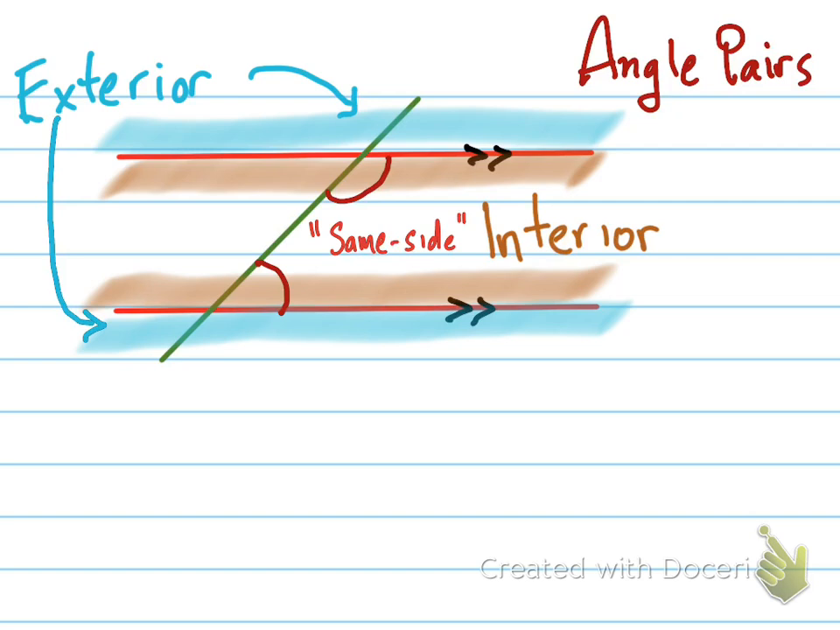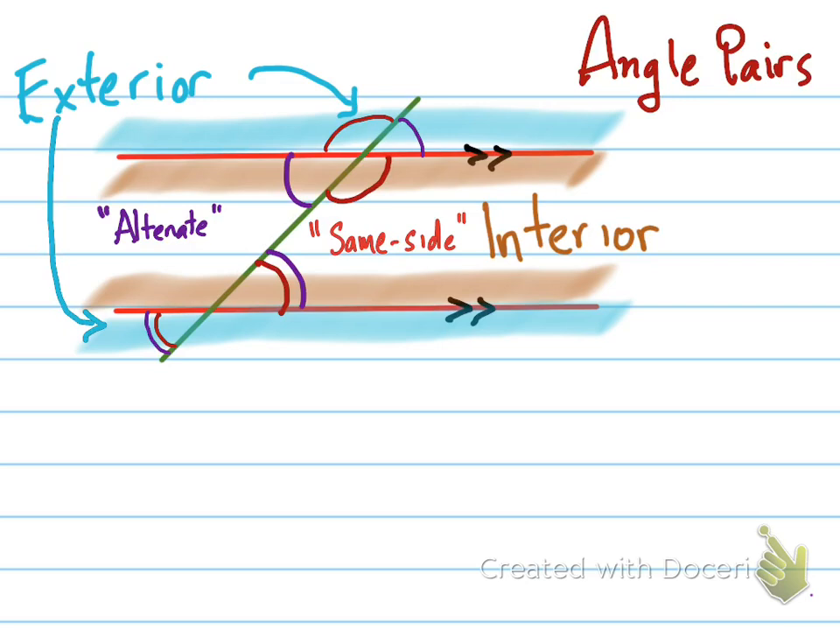Not a very surprising name. But the one that goes along with that is called alternate interior angles, and that happens when the two angles are again inside the parallel lines, but they're on alternate or opposite sides of that transversal line. So the words alternate interior mean in between the parallel lines and on opposite sides of the transversal, okay? Alternate means, in this case, opposite sides. And we can have same side exterior angles and alternate exterior angles as well.